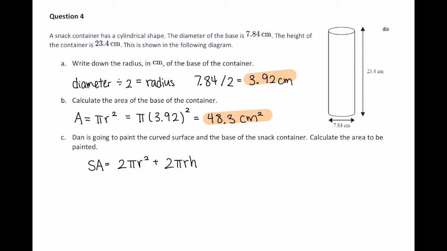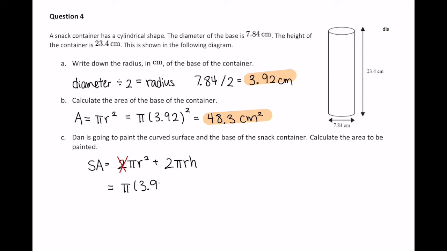But it seems like Dan is only going to paint the bottom of the cylinder, but not the top. So therefore, we don't want 2 pi r squared, we just want 1 pi r squared to represent the area of the bottom of the cylinder. And so that's the formula we are going to use. And then we just plug in the values that we've got.